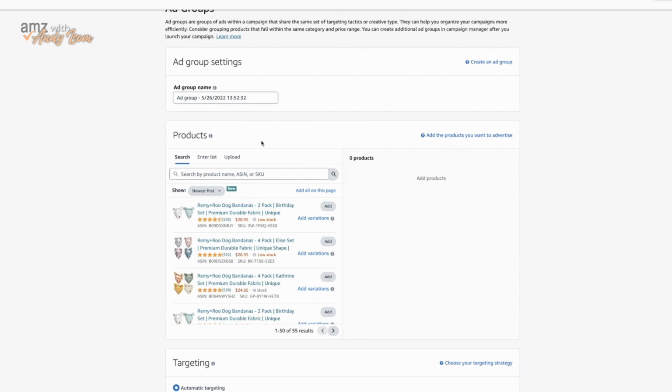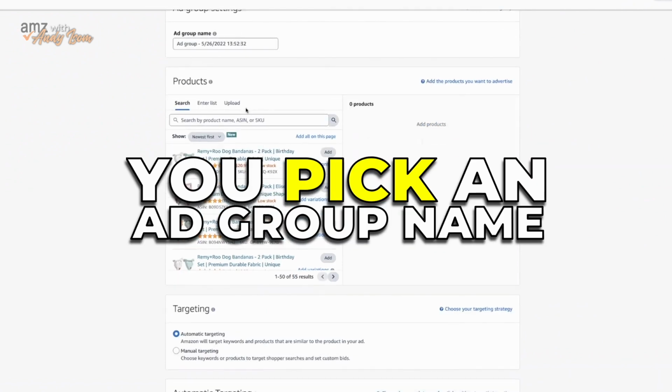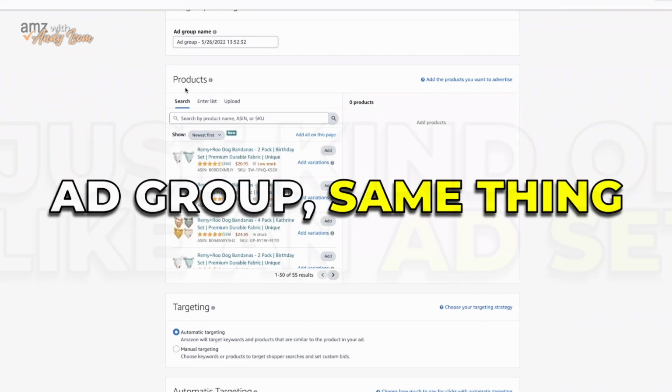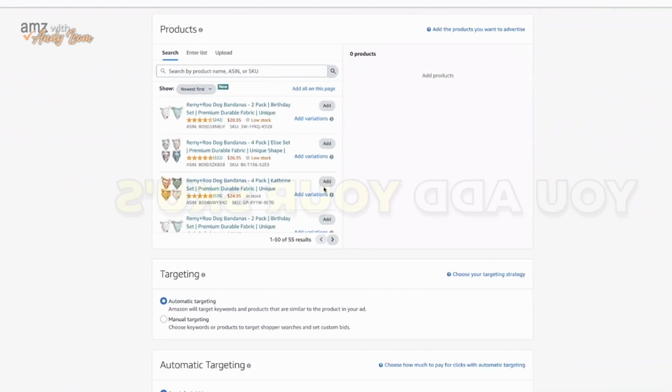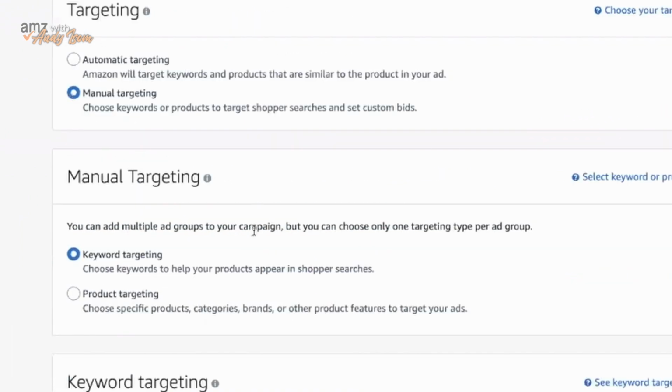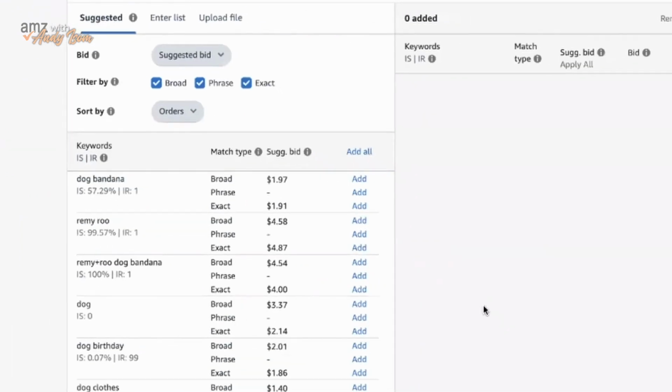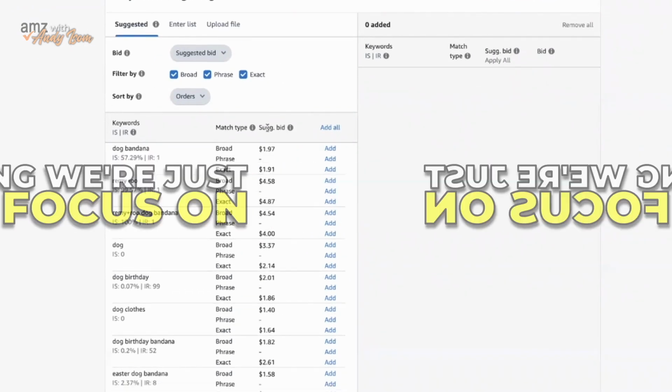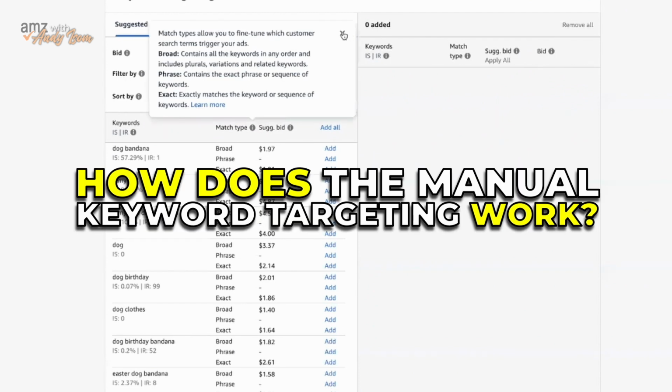I think there's other videos about this, but you pick an ad group name, which is like an ad set, ad group, same thing. You add your SKUs. Okay, I'll add that SKU. We're going to go down here to manual targeting, keyword targeting. So this is the main thing we're going to focus on for this question: how does the manual keyword targeting work?